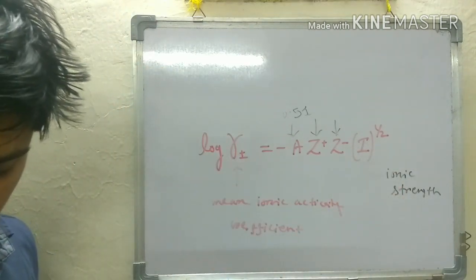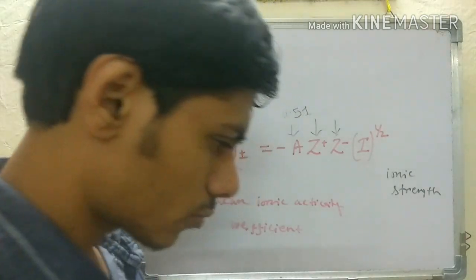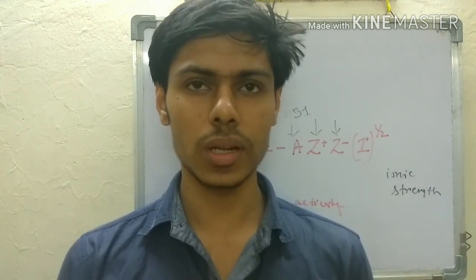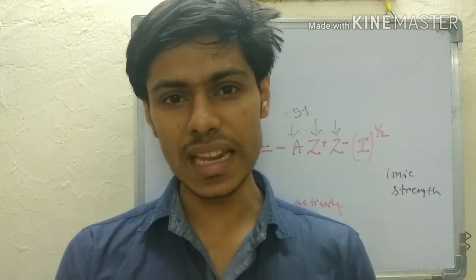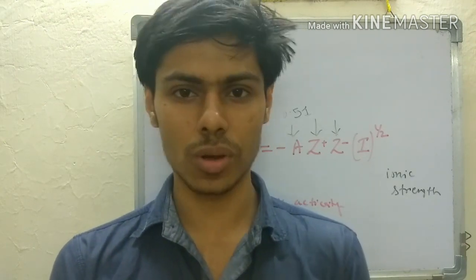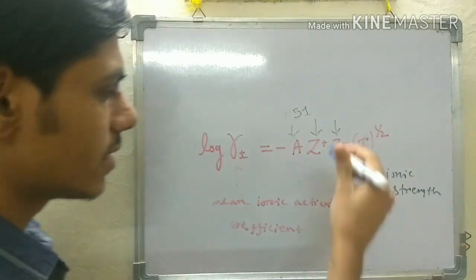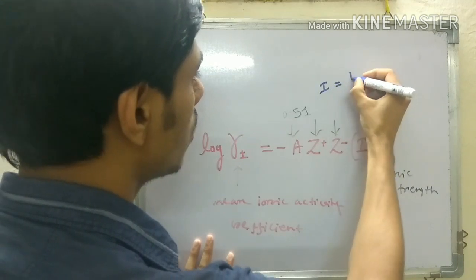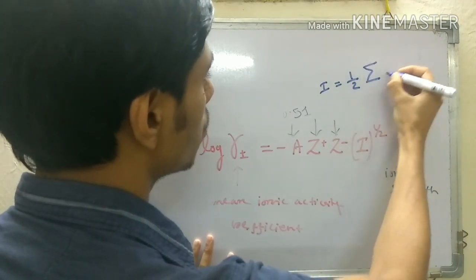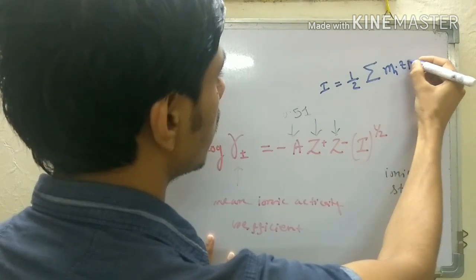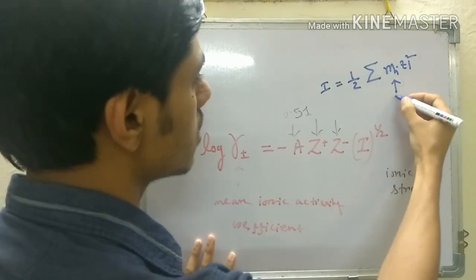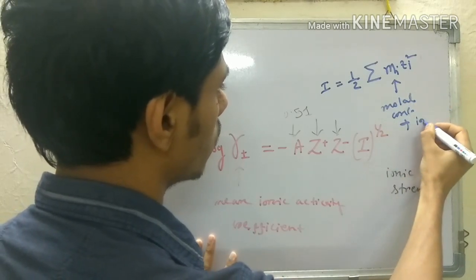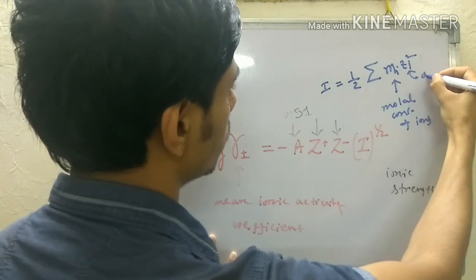Now, what is ionic strength? Ionic strength means, in a given electrolyte solution, the power of the solution, that is the electrical field produced by the ions in the solution. Now how can we calculate I? I is equal to half into summation over mi zi square, where mi means molar concentration of the ions and zi is the charge.